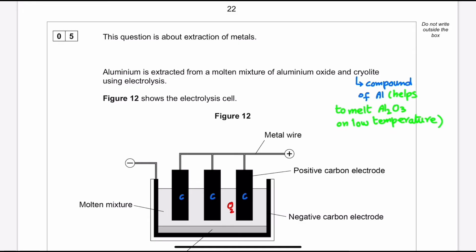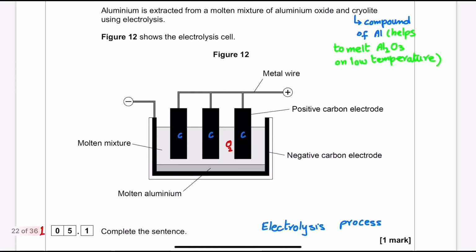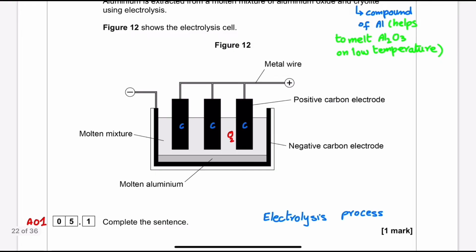If you look here in figure number 12, we can see that the positive electrodes are made up of carbon, whereas the negative electrodes are also made up of carbon. The molten aluminium is present here.